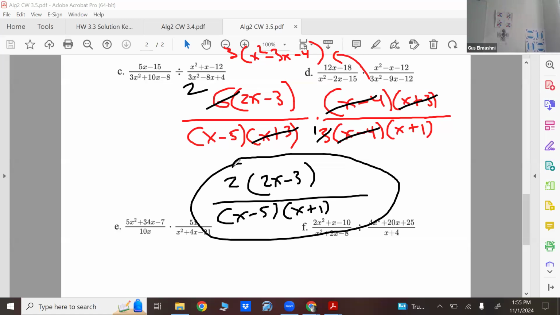So you want to be incredibly methodical in this process. Factor, pull out common factors, factor trinomials, whatever you got to do. Cross stuff out, bring it together at the end. So that's part D. Go and try E and F now. I'll do E and F as well. Remember for F, you got to flip the second fraction.